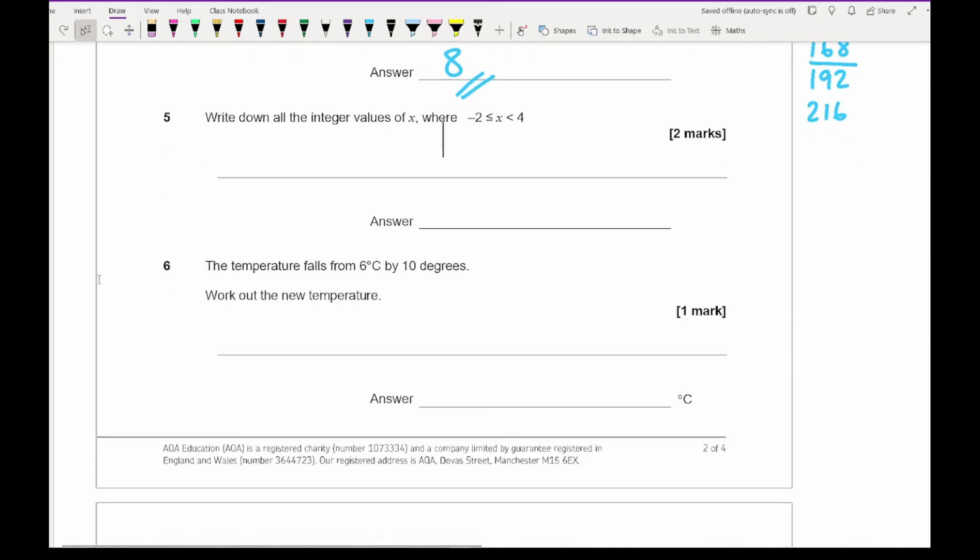For question 5, it says write down all the integer values of x, where x is between -2, inclusive of -2, and exclusive of 4. So again, one way of doing this is to write down all the numbers between -2 and 4.